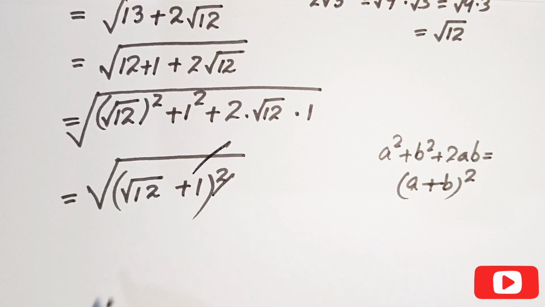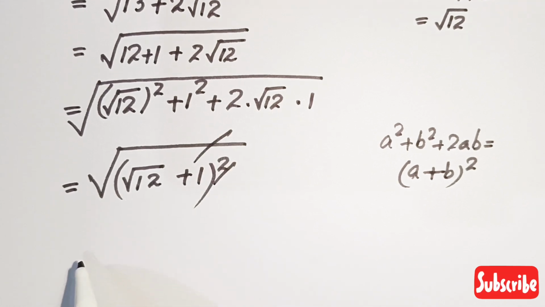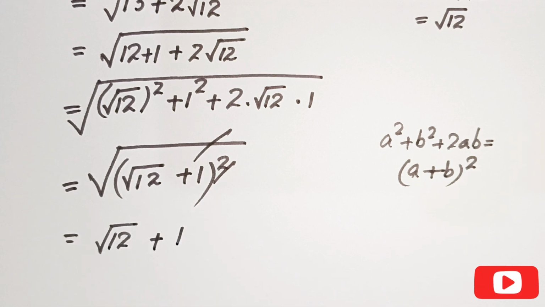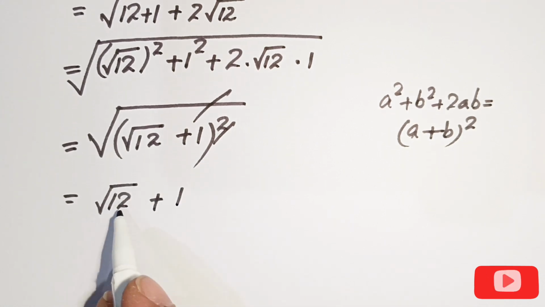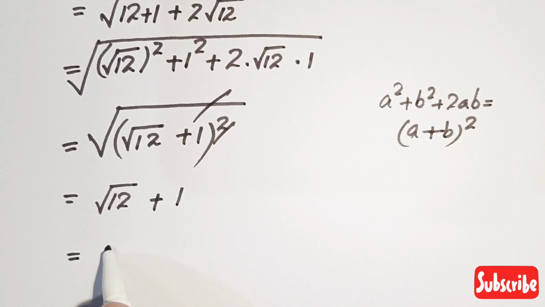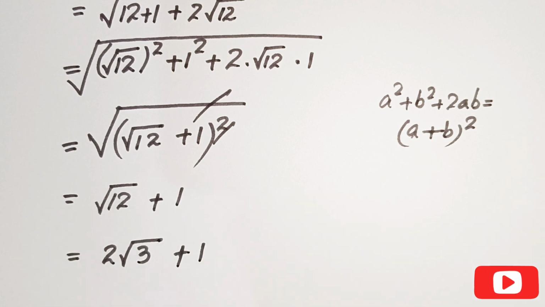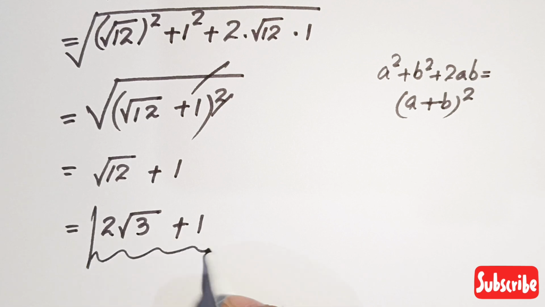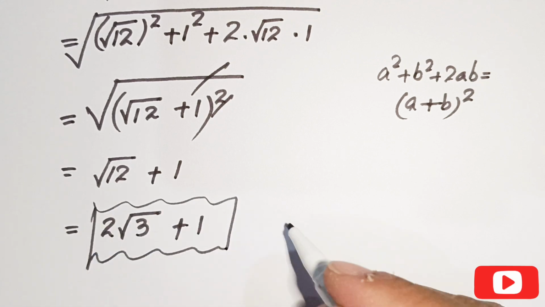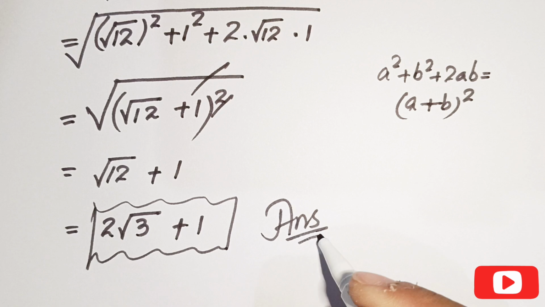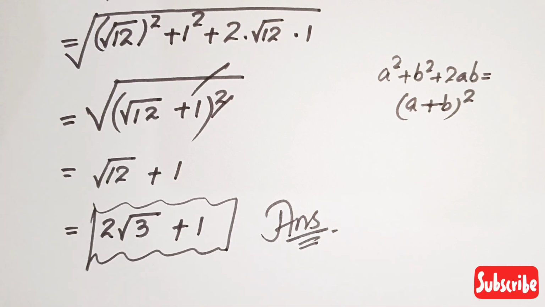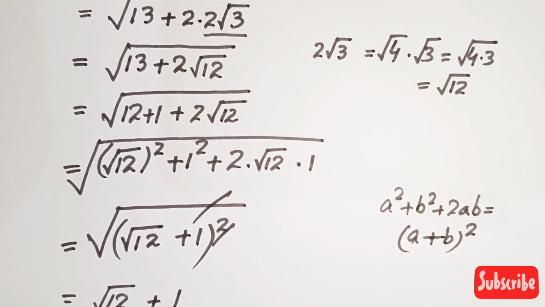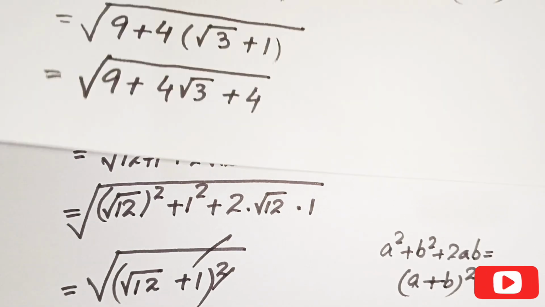Now this square can be cancelled out with the square root. We will get square root of 12 plus 1. As we also know, square root of 12 can be written as 2 times square root of 3, plus 1. So it is our final answer, which is the simplified form of this problem. So we get our final answer here. Now we can check our entire solution step by step.